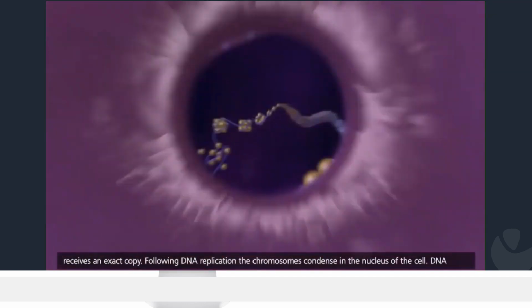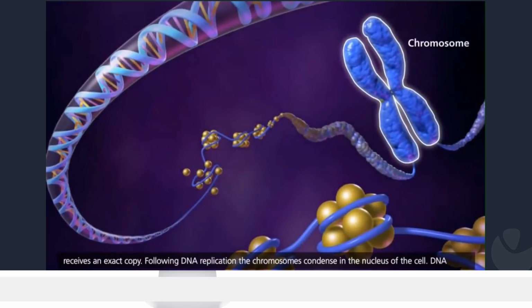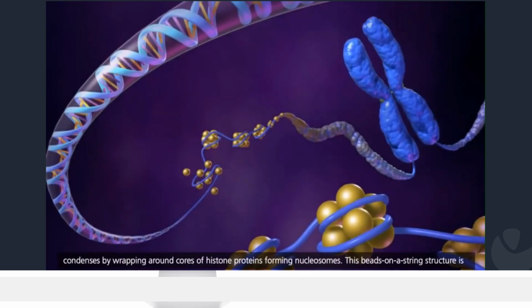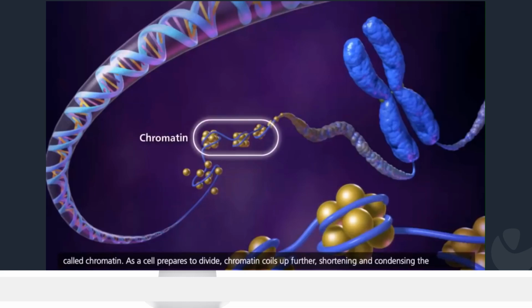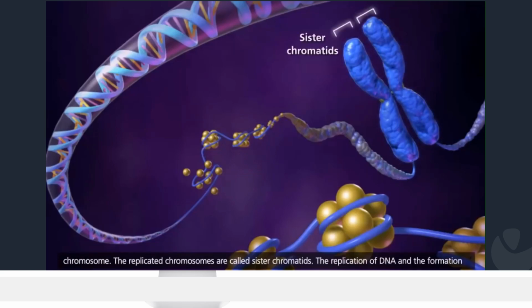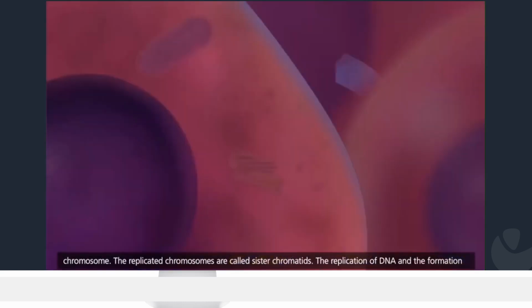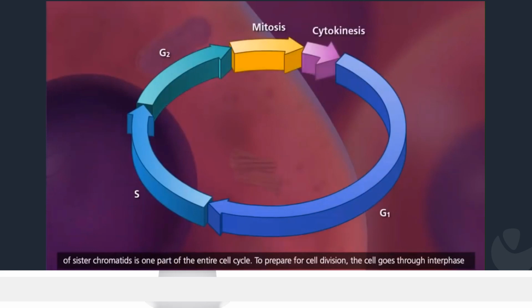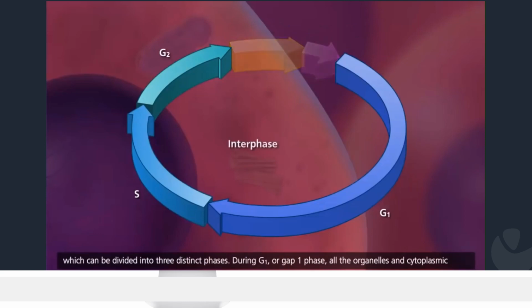Following DNA replication, the chromosomes condense in the nucleus of the cell. DNA condenses by wrapping around cores of histone proteins, forming nucleosomes. This beads-on-a-string structure is called chromatin. As a cell prepares to divide, chromatin coils up further, shortening and condensing the chromosome. The replicated chromosomes are called sister chromatids. The replication of DNA and the formation of sister chromatids is one part of the entire cell cycle. To prepare for cell division, the cell goes through interphase, which can be divided into three distinct phases.